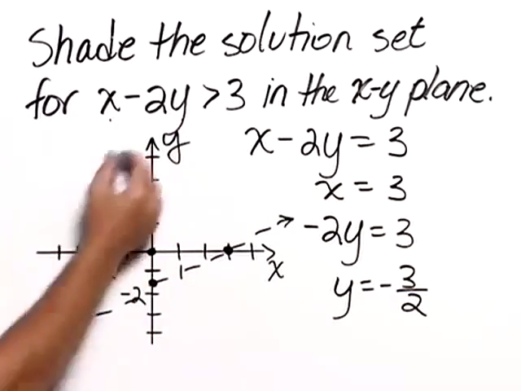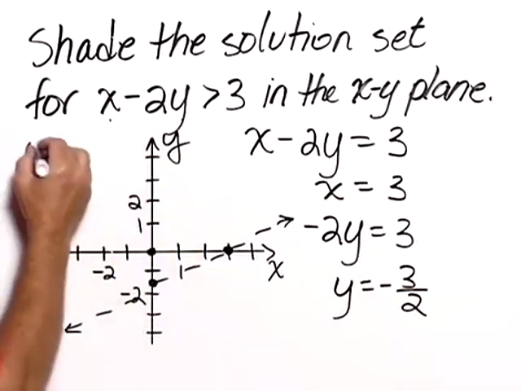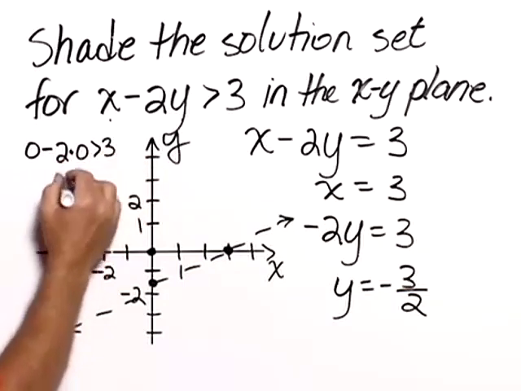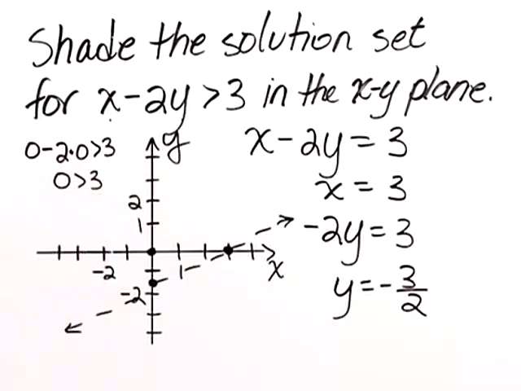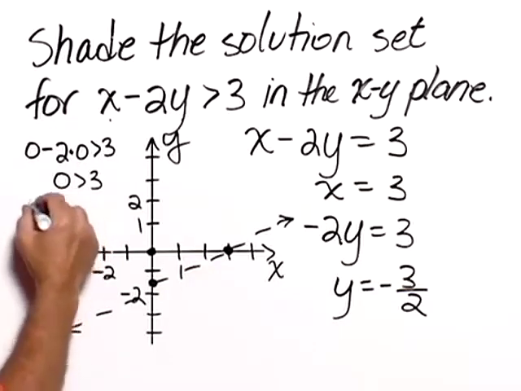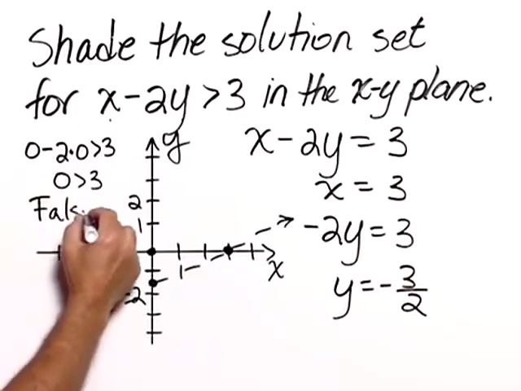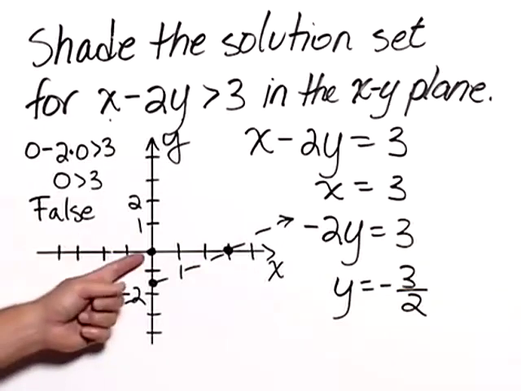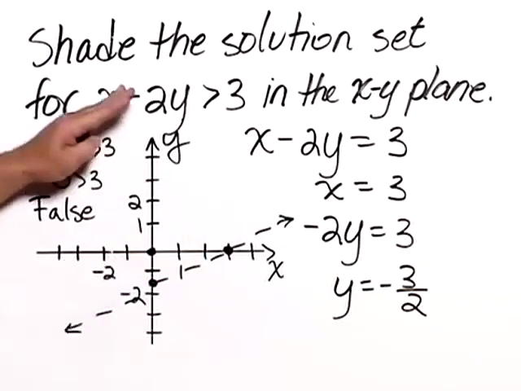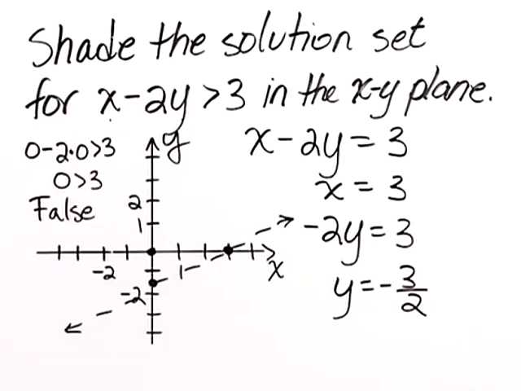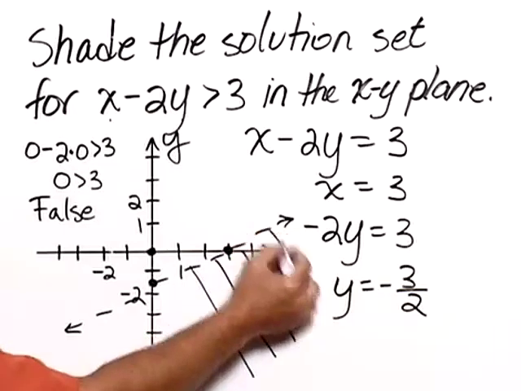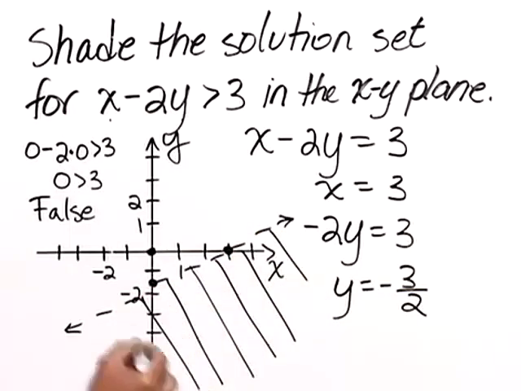So let me do that right up here. 0 minus 2 times 0 greater than 3, 0 greater than 3, and of course that is false. Since it's false and 0, 0 is on this side, we know that the solution is all of the values on the opposite side of 0, 0. So we shade in that half plane.